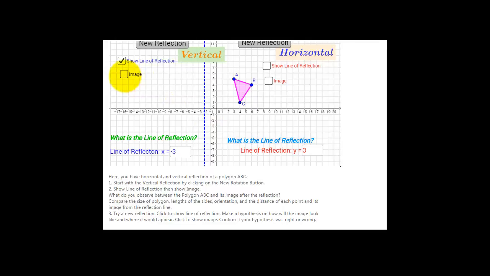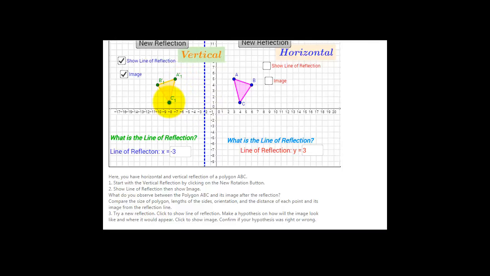Then, students are going to click on the checkbox which says Image. The image of the polygon ABC appears to be reflected over the vertical line x equals -2. The image is the orange triangle.